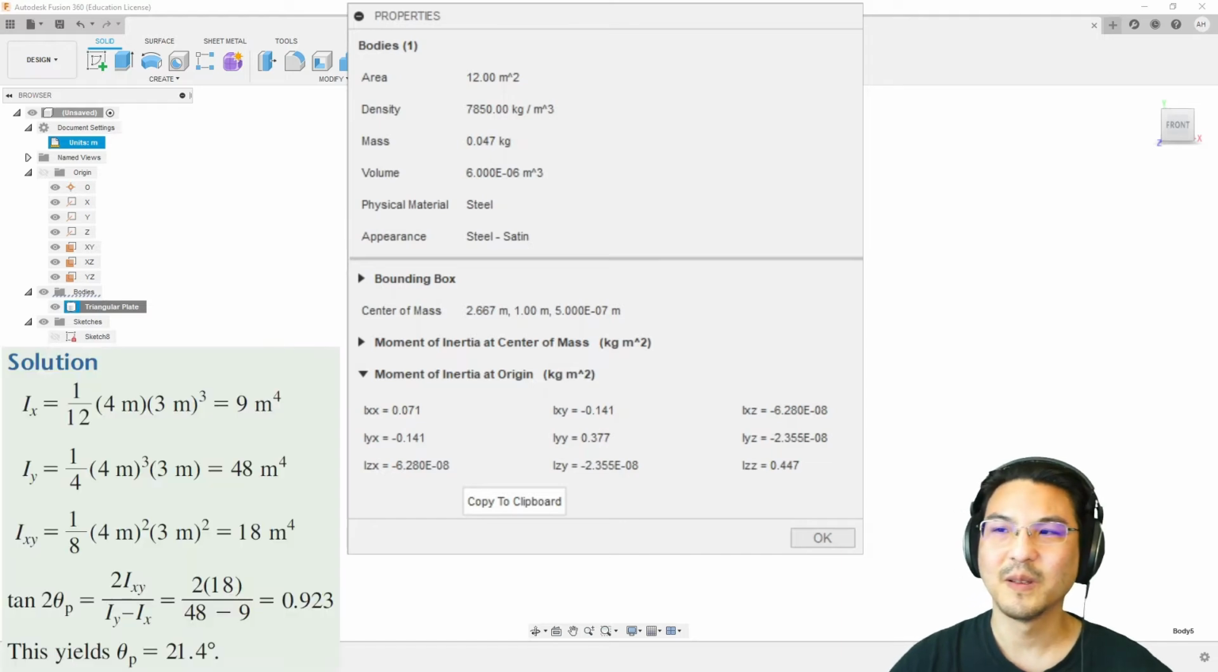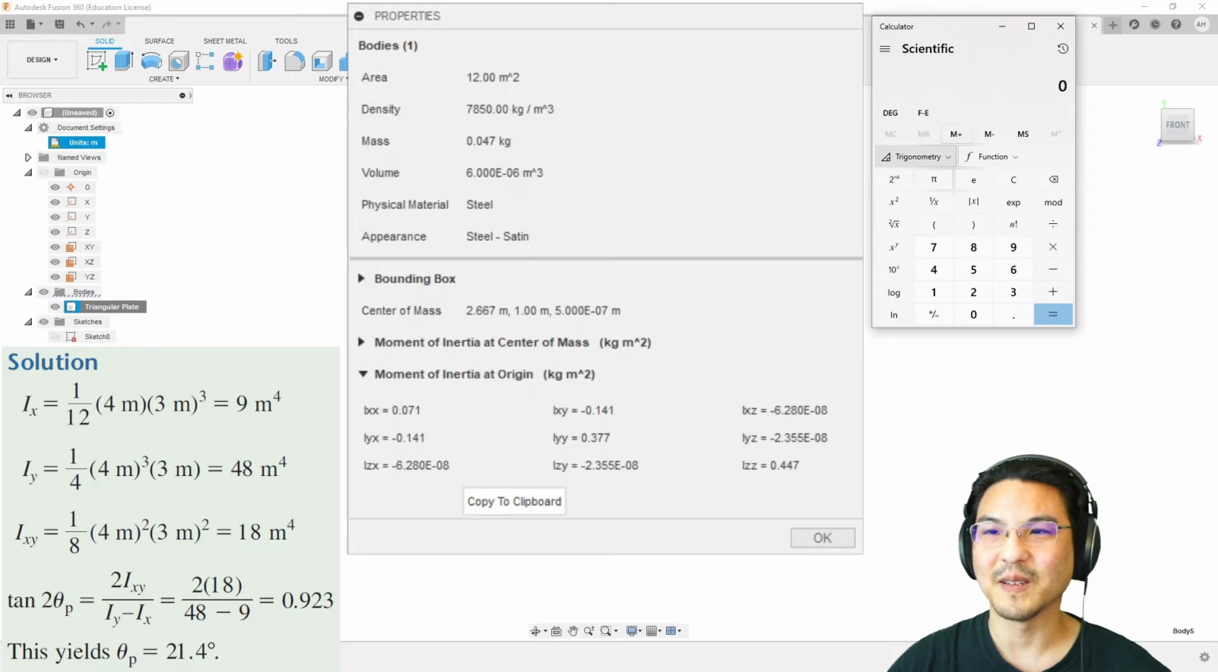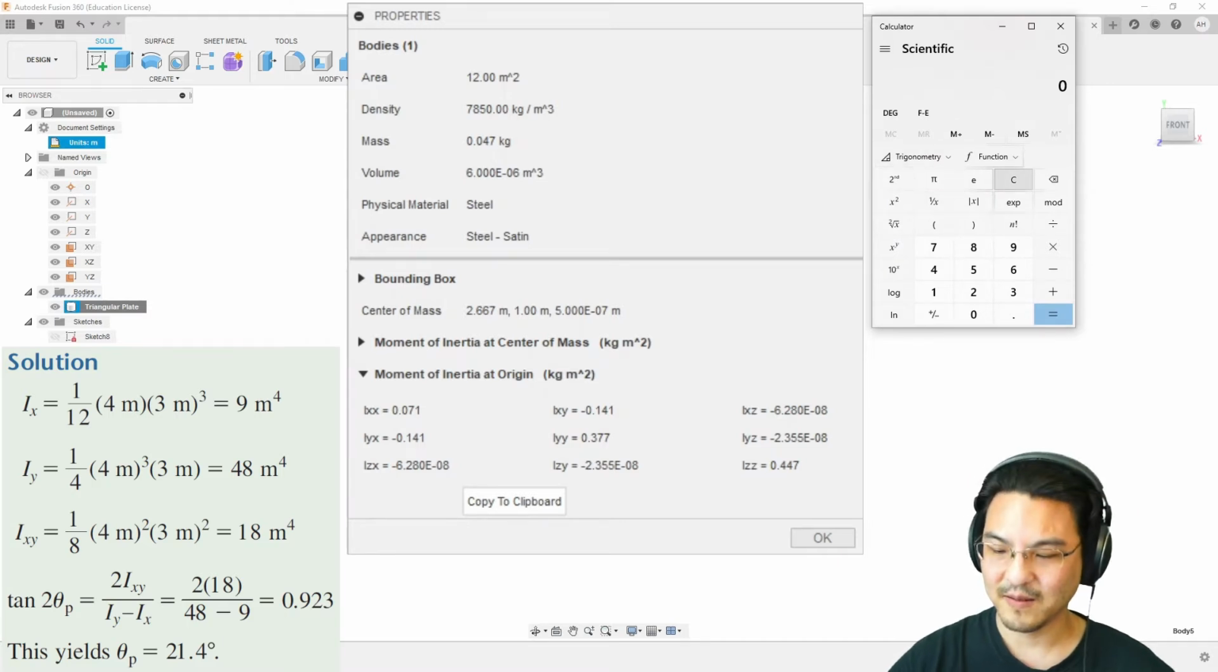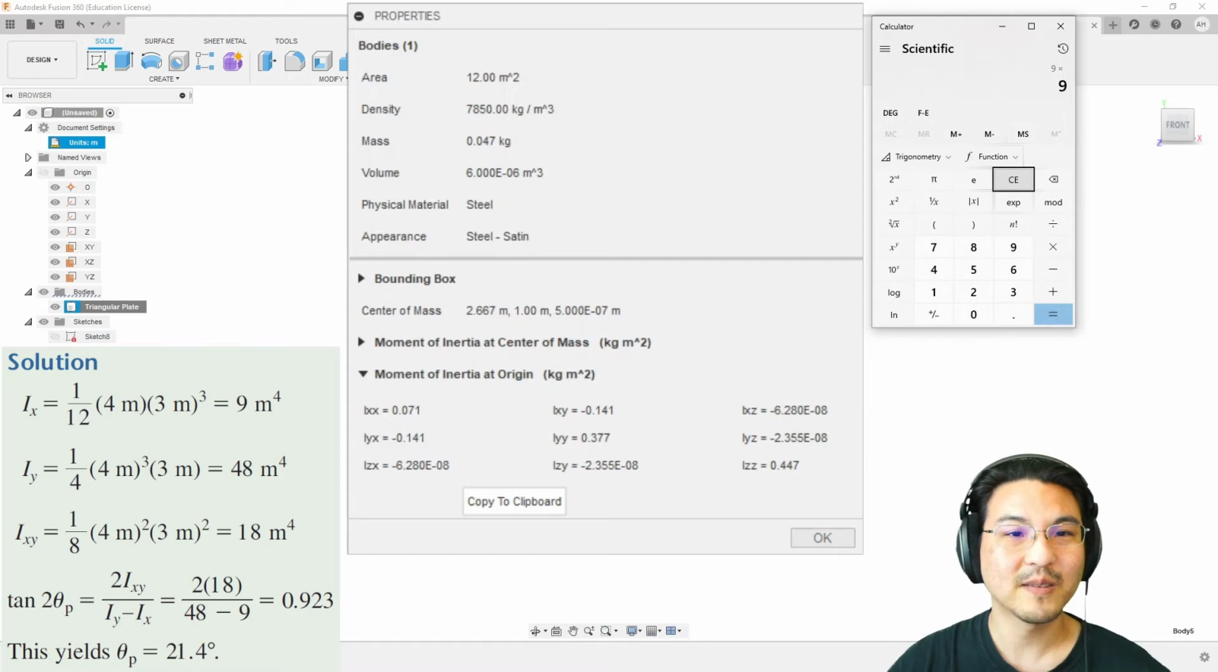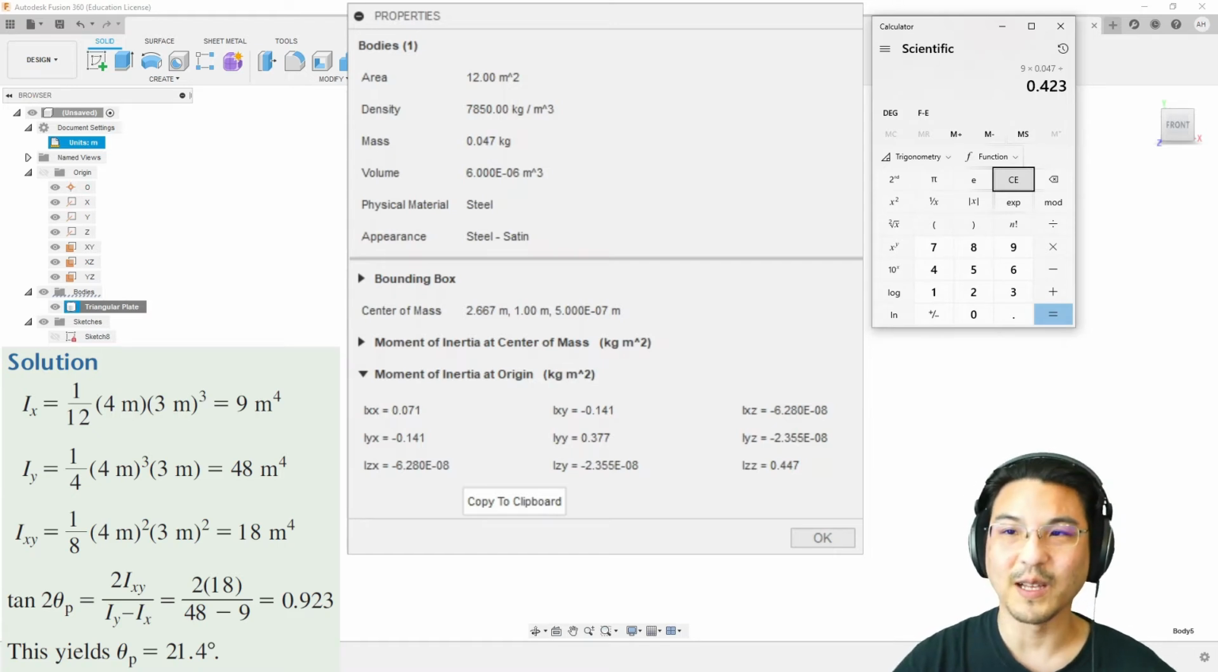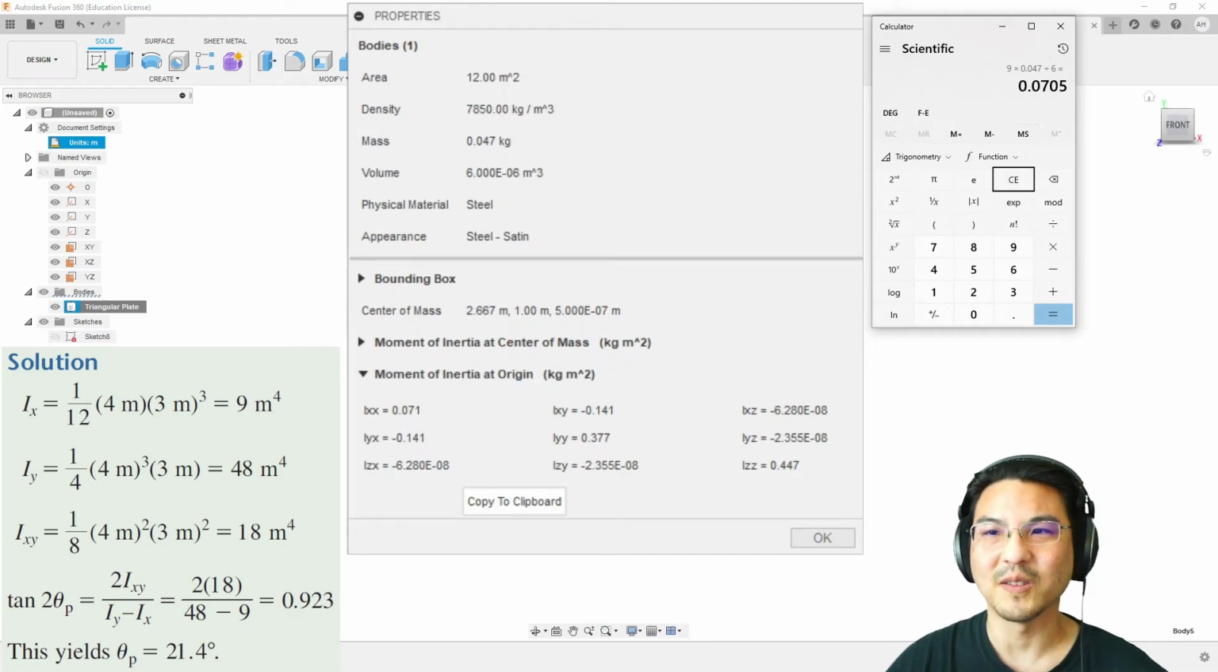In the book, this is the area moment of inertia. So for example, 9 meters to the 4th. If we want the mass moment of inertia for a thin plate, let me bring my calculator. Then it will be 9 times the mass, 0.047, divided by the area of the shape, which is 1/2 base times height, which is 6. Okay, so here 0.071, and look over here, 0.071.